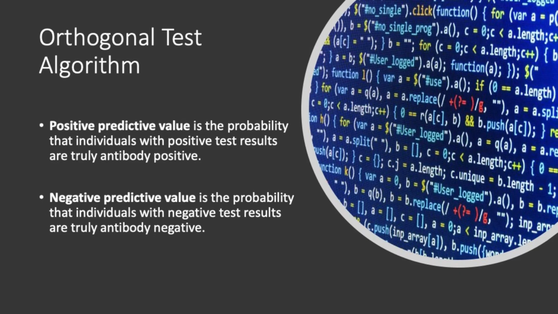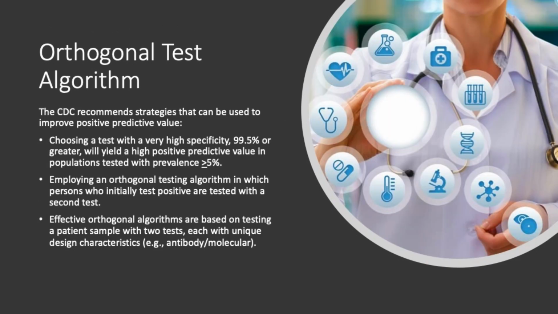So the algorithm, there's a couple of definitions. Positive predictive value is the probability that individuals with positive test results are truly antibody positive. And the same with negative. Those who are negative, predictive value will show that they're actually antibody negative. So the CDC recommends strategies that can be used to improve positive predictive value, and that is choosing a test with high specificity, or true positives, which will yield a high positive predictive value in populations tested with prevalence greater than 5%.